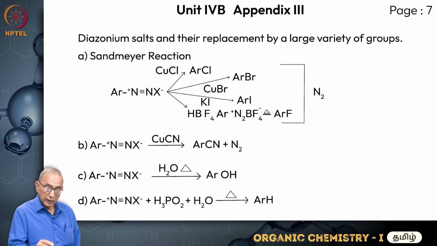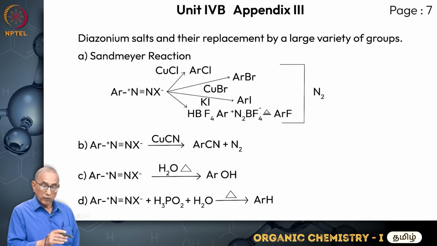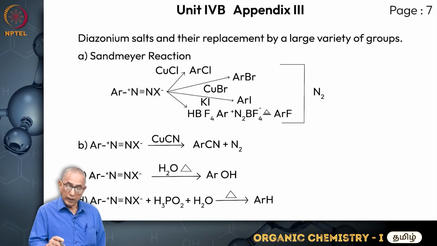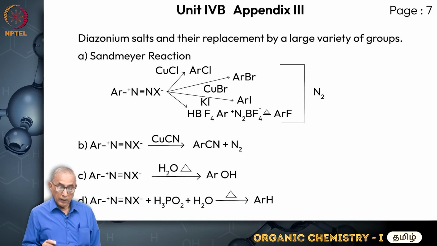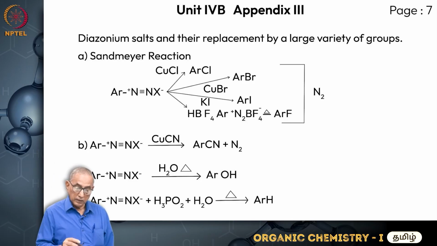Here the nitrogen is evolved. From BF4, only one fluorine gets attached to the aromatic ring. You get ArF. In all these reactions, nitrogen gas will be formed. It goes out. Therefore the reaction will be shifted completely towards ArCl. There is very little left of the diazonium chloride.